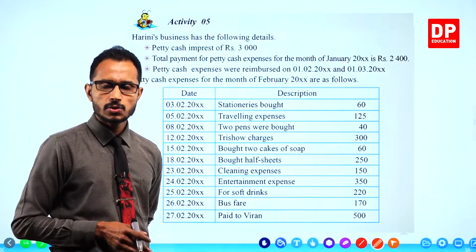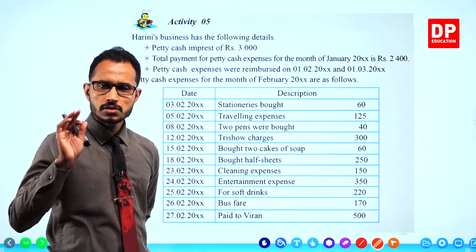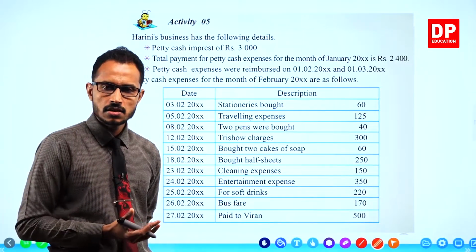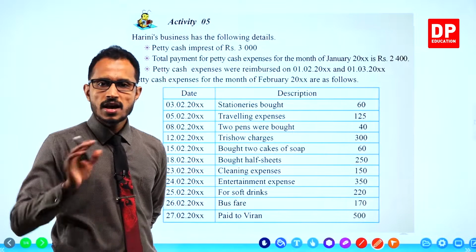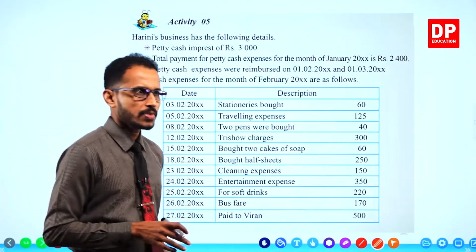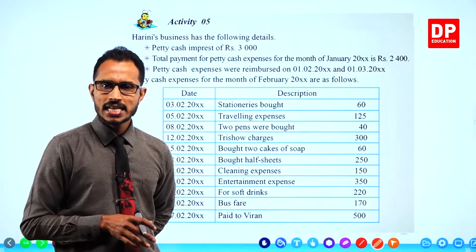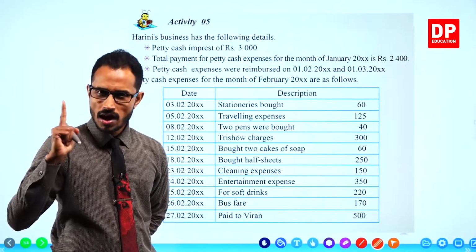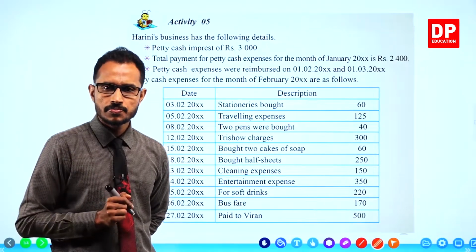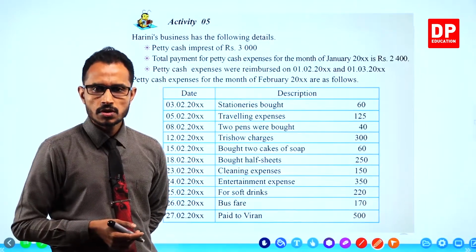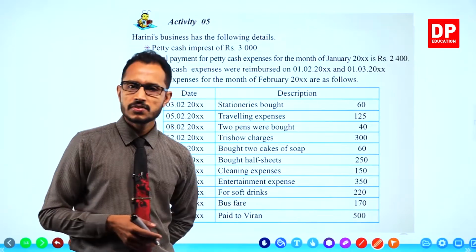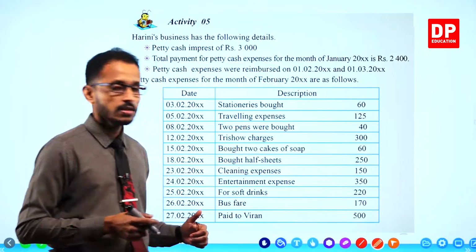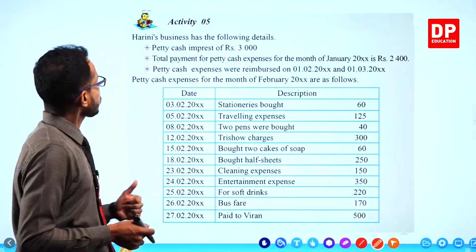It's a quick session, just to make you familiar or to improve practice of preparing the petty cash book. After every accounting lesson in your syllabus, we have done one question, one activity, which is given in the textbook. That's why I took this activity, which is given in the textbook for petty cash book. All right, let's read out.